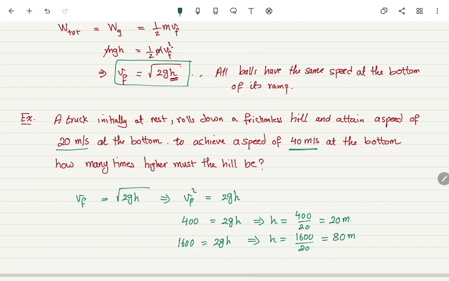Now, as we can see here, when the speed is 20 meters per second, the height is 20 meters. When we doubled the speed to 40, the height is 4 times the initial height. So h2 is actually equal to 4 times h1. Because the relation between the height and velocity is this: h is proportional to the square of v.